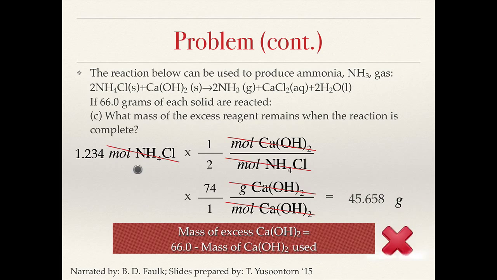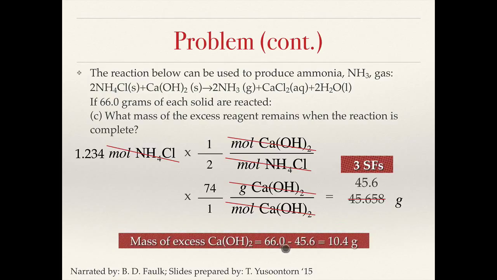The answer here should be reported to 3 significant figures, noting that we carried an extra digit here, so 45.6. And then when we calculate the mass of the excess, notice we'll keep 1 decimal point. So our answer should be 10.4. So again, part C is a little tricky. The next tutorial presents the alternative approach to part C that I favor, but either way works. Good luck.